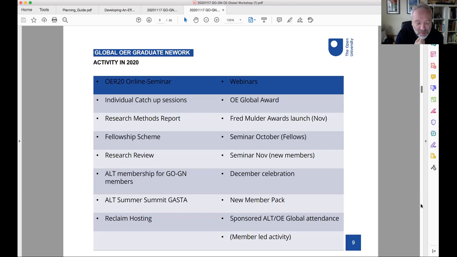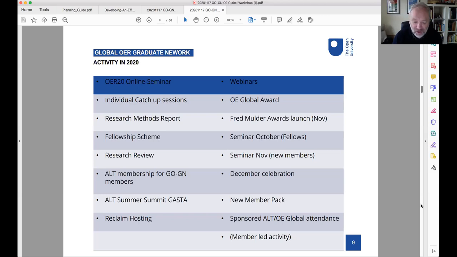We've given our members, if they want it, a free Reclaim Hosting account for 2 years. They can generate their own identity online. I think that really ties in with the idea of open practice. We've run a number of webinars. We got the OE Global Award for the methodology report. We've launched the Fred Mulder Awards, so applications are now starting to come in. I think that closes tomorrow, is it?